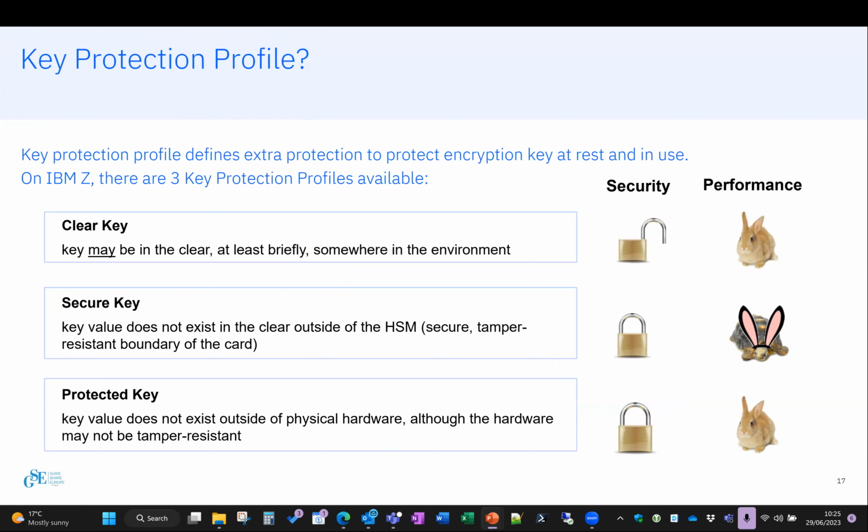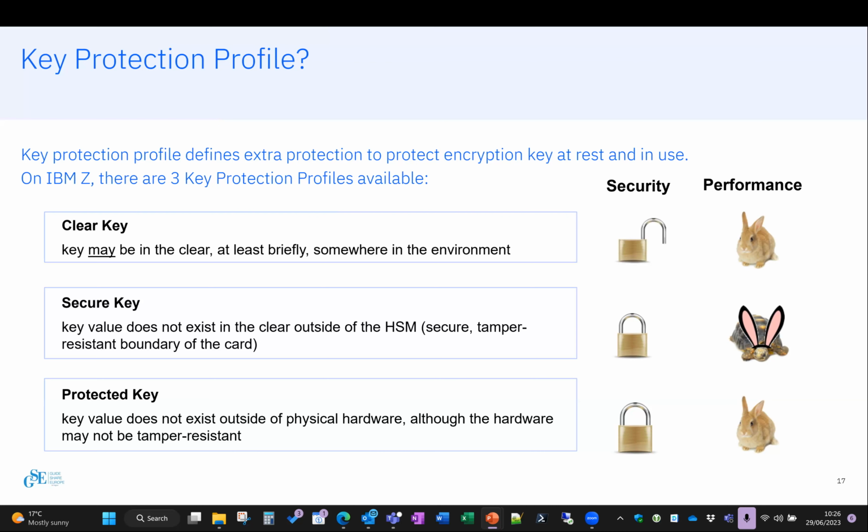So there are three possible key protection profiles. With the clear key, in the simple way, you are not protecting the encryption key at all, so it can be found in the clear in the operating system memory or in files. The security is not that good, but the performance is pretty good. Then we have secure key from the Crypto Express card. It's doable, it's possible. The security is maximum thanks to the double encryption, but the performance is a mix of turtle and rabbit, much more turtle, so it's slow.